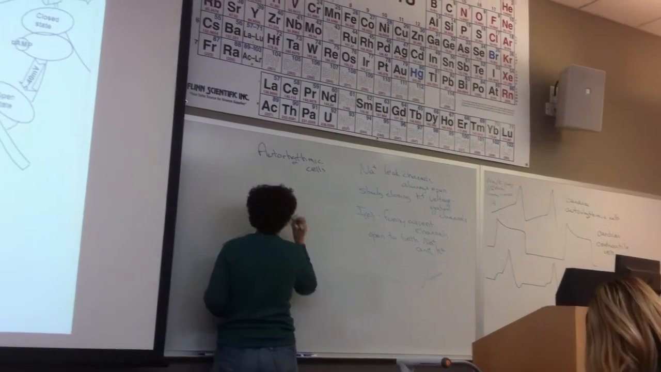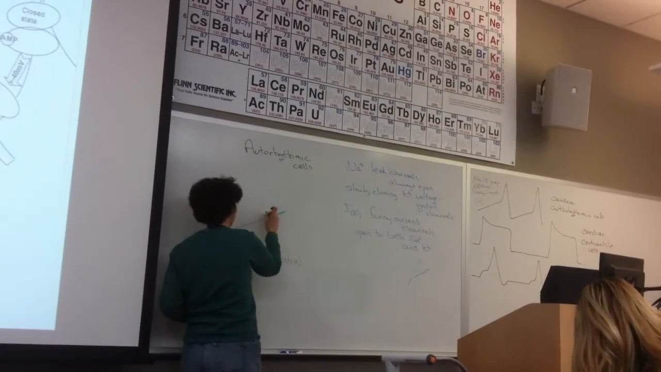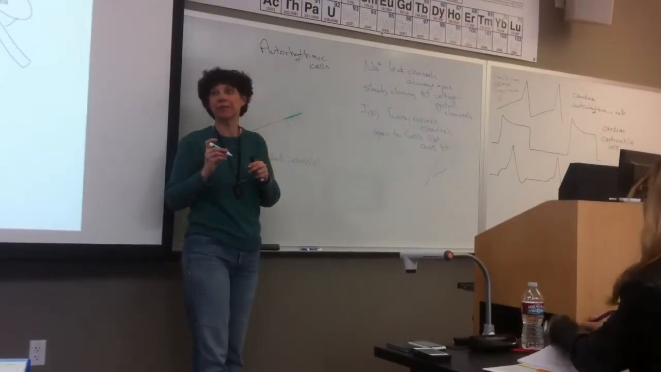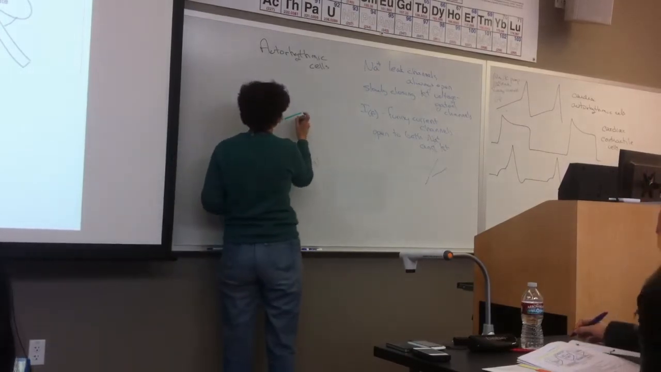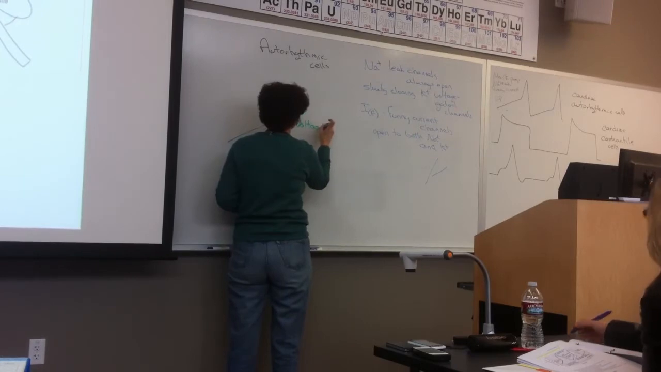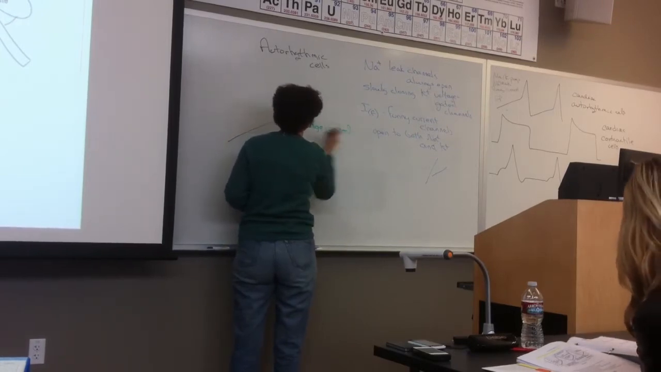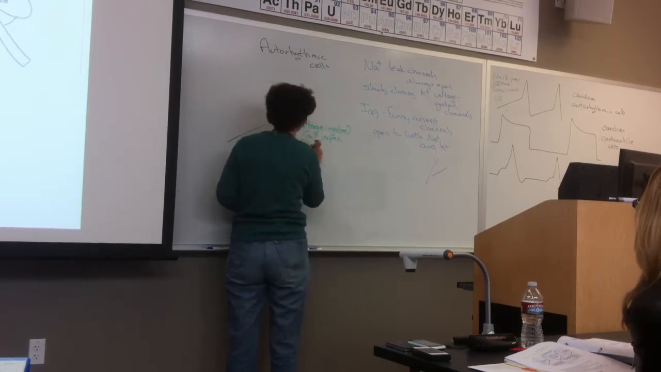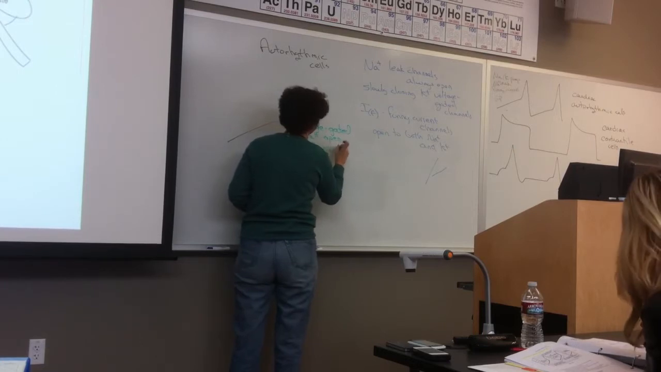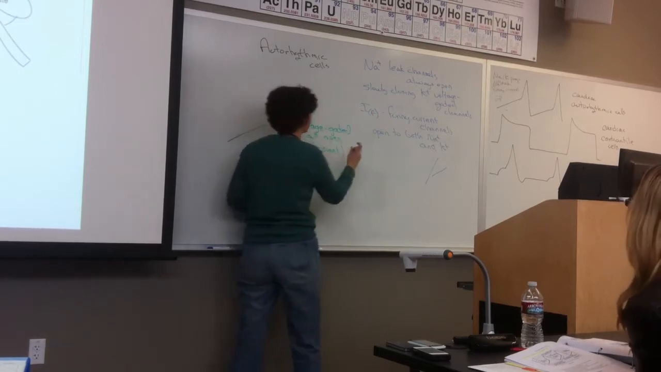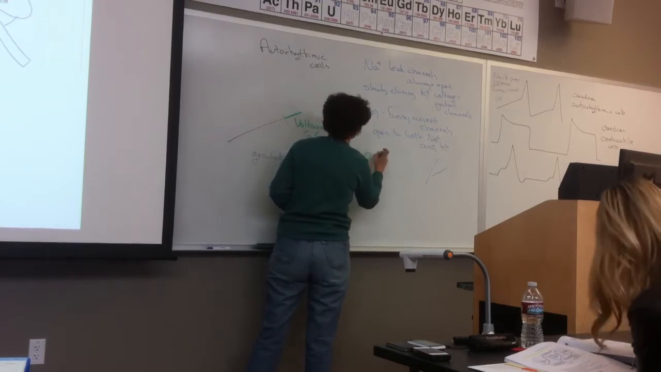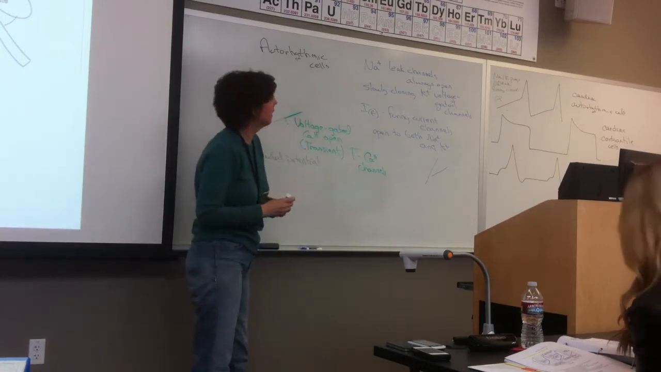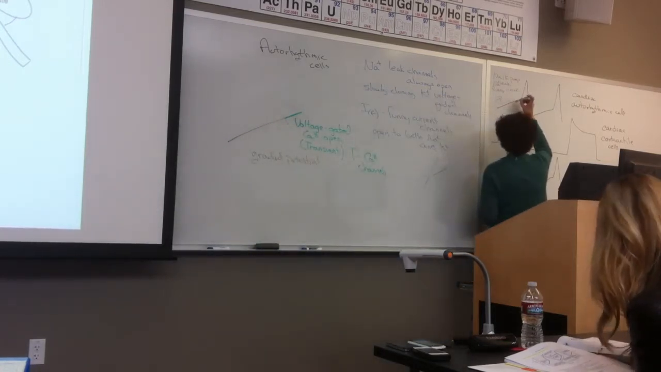We haven't reached threshold yet. Just before we reach threshold, at this particular current, voltage-gated calcium channels will open. These are called transient channels, or T calcium channels, because they only open for a brief period, right? So that would be this part right here.